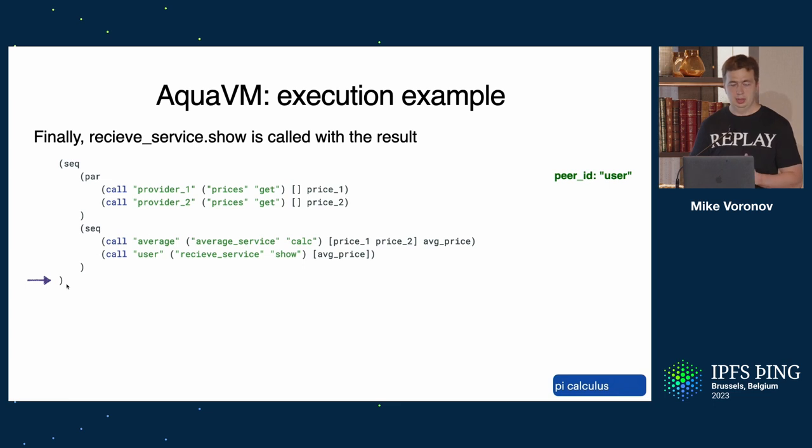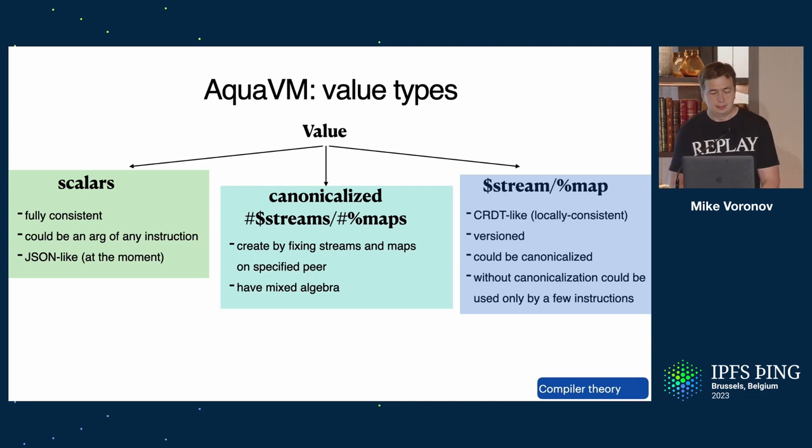Of course, doing the job manually by hand is not possible, yeah? And for that, we have a high-level language called Aqua that allows you to compile to this intermediate representation, and we call that an intermediate representation. And what about data types in Aqua, in AquaVM?